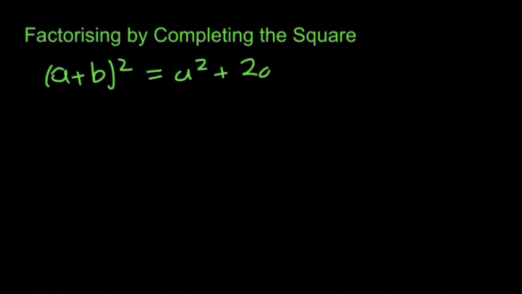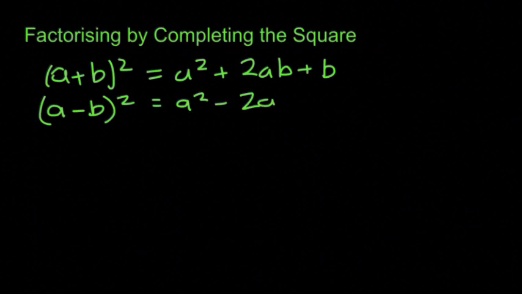And this all relies on the fact that if we have (a + b) all squared, that will end up with a squared plus 2ab plus b squared. Also, another thing we're going to be relying upon is (a - b) all squared. That will give us a squared minus 2ab plus b squared. These should both be b squared terms.